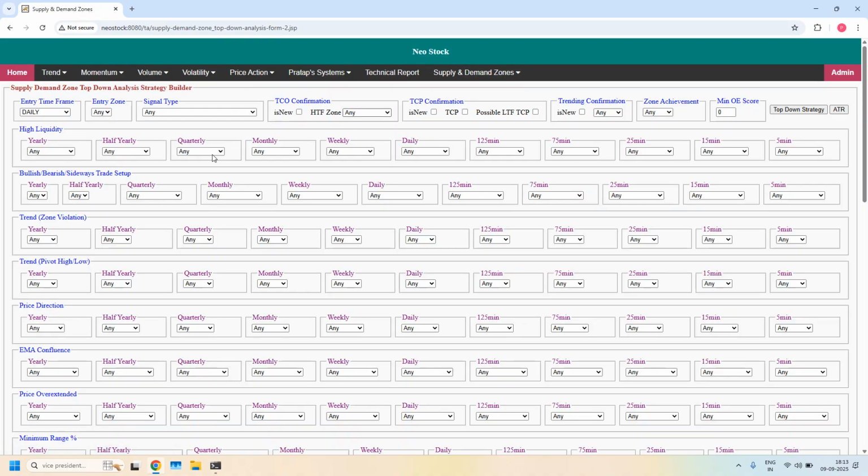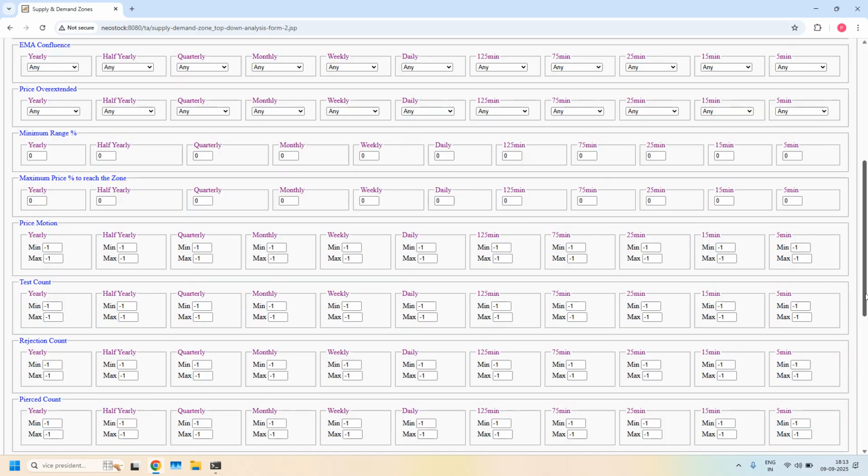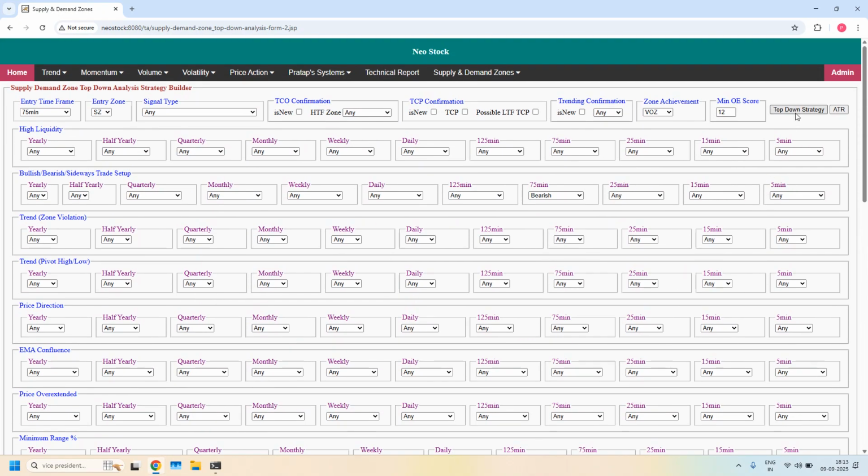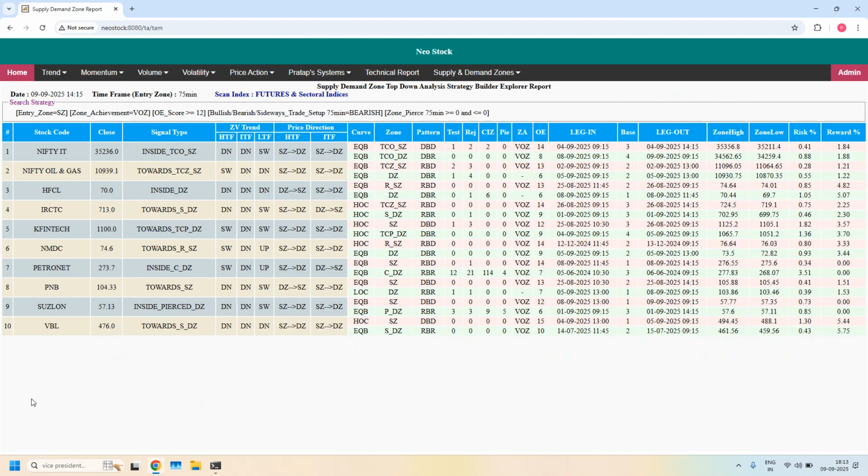Next, bearish trade setup for weekly income trade, entry time frame 75 minutes, entry zone, supply zones, bullish or bearish at 75 minutes. I am selecting bearish. Zone achievement violated opposing zone, minimum odd enhance score 12, and the 75 minutes supply zone should not be pierced. So in the pierced count, 75 minutes time frame, minimum value 0, maximum value 0. So with these filters, we got 10 stocks.